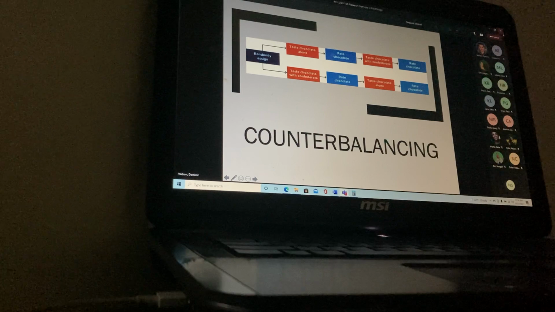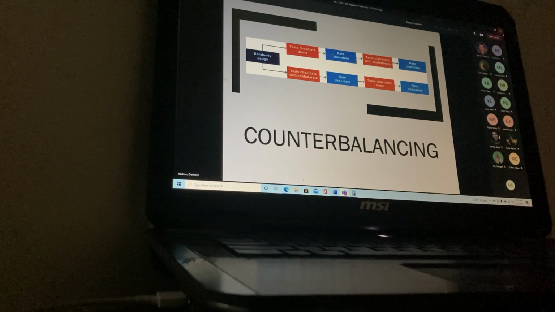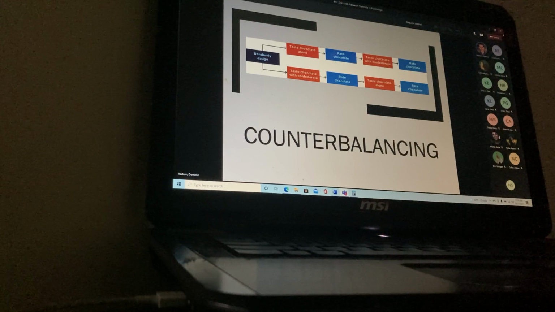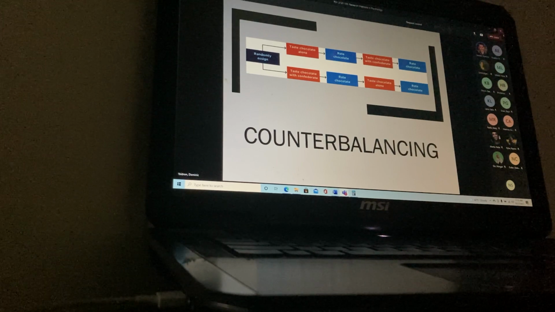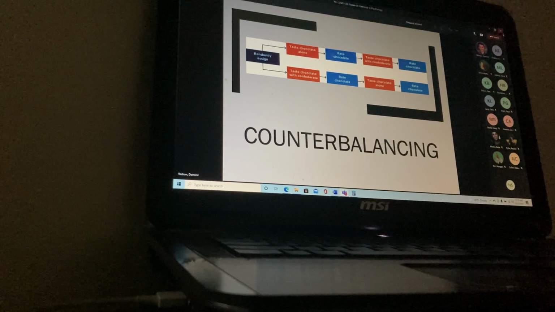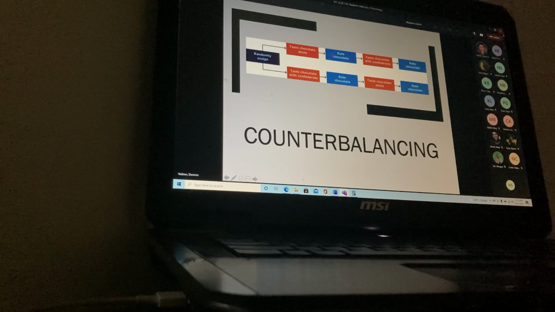when we're doing a within subjects design, especially in a repeated measures design, to ensure that there are no carryover effects, order effects, or any other type of effects that could potentially be impacting your results. Okay.